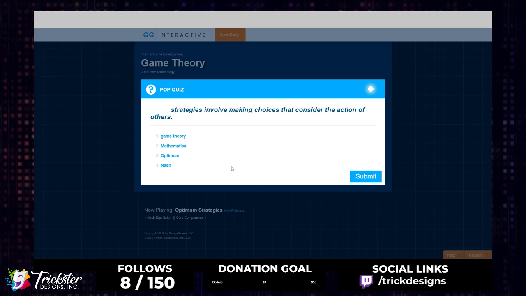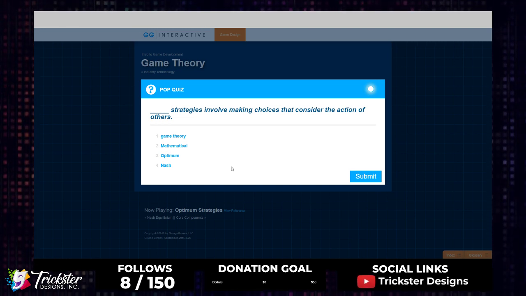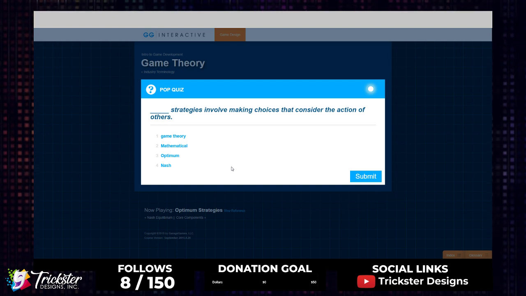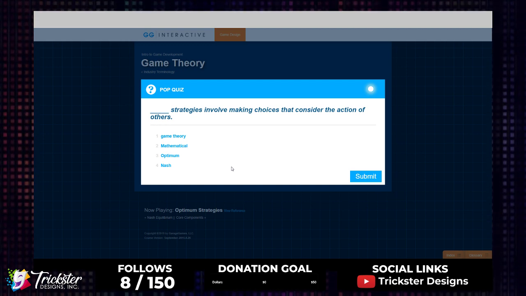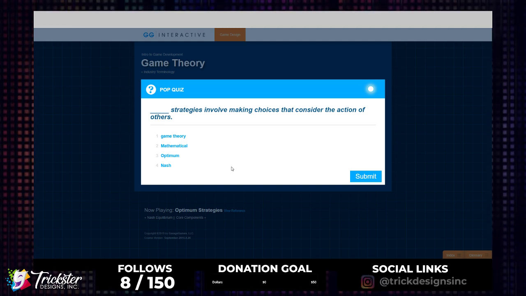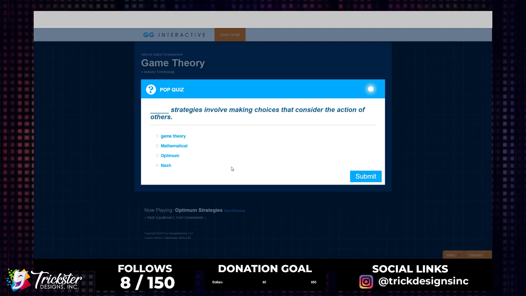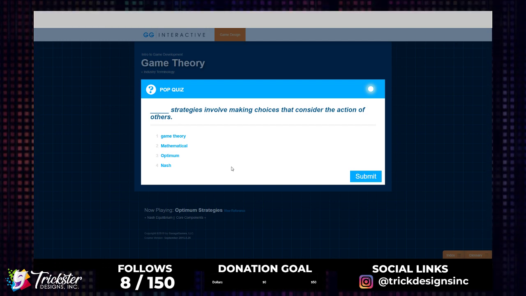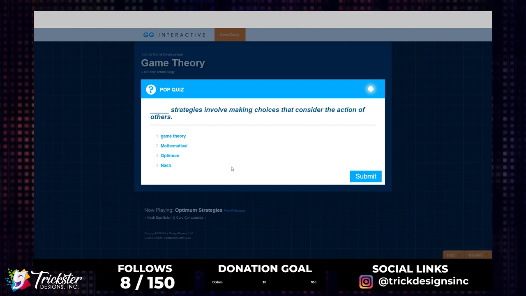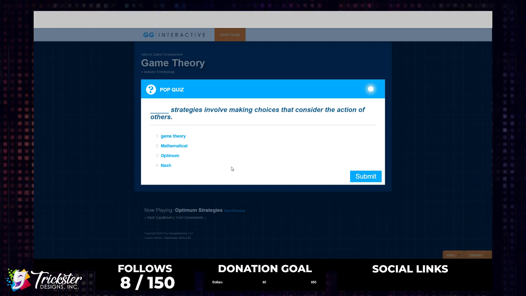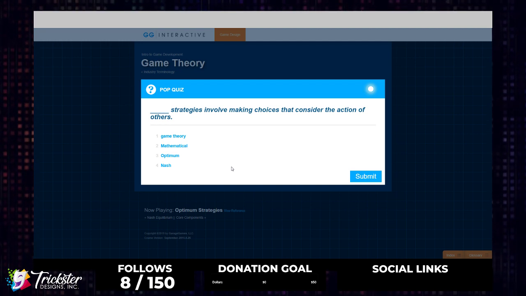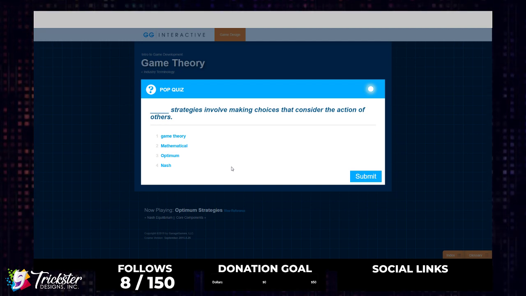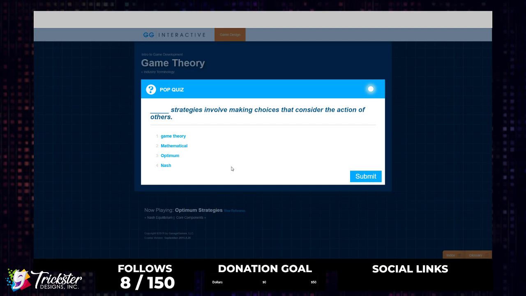I guess at that point, it's then a social question. Are you guys all working towards the same goal? Because then you wouldn't go and blow up your person's house. Or, in my case, fill them with wolves, bunny rabbits, sheep, and now foxes. I know I'm a terrible Minecrafter. Anyways, blank strategies involving making choices that consider the actions of others.